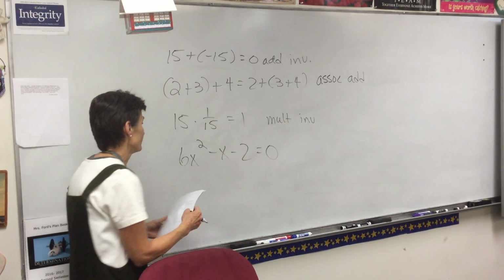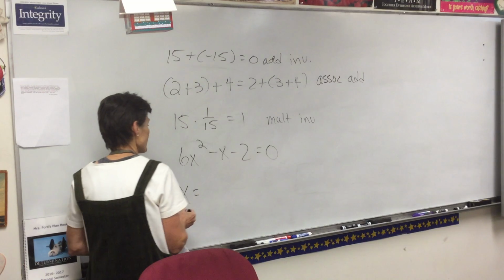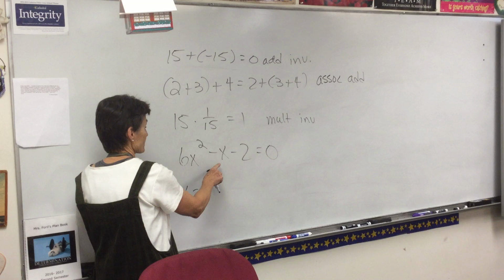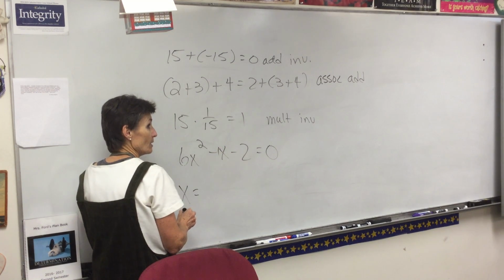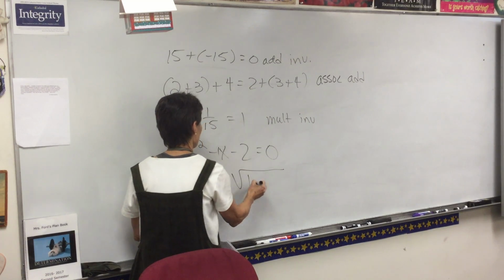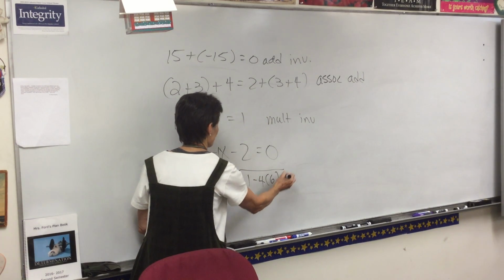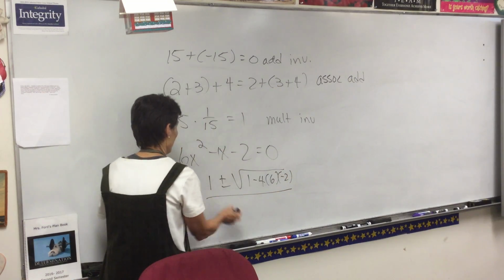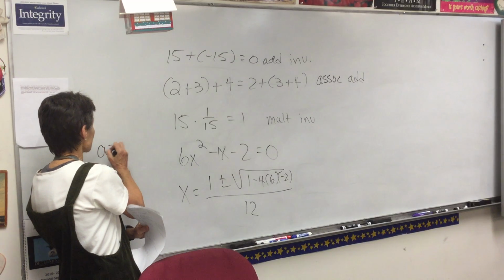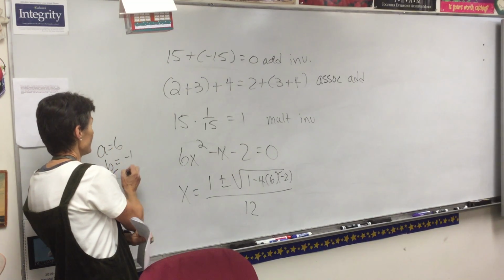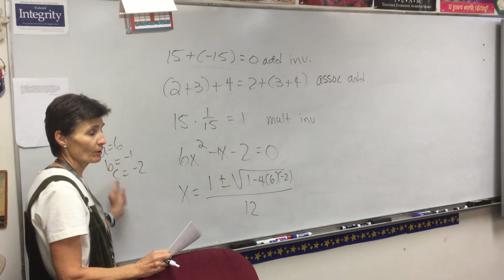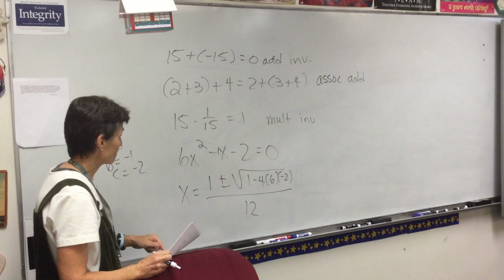Quadratic formula. X equals, what's B? X. No, it's not X. B is actually -1. So negative B plus or minus the square root of B squared minus 4AC all over 2A. A is 6, B is -1, and C is -2. Feel free to write those down. You're going to have plenty of time to write those down.